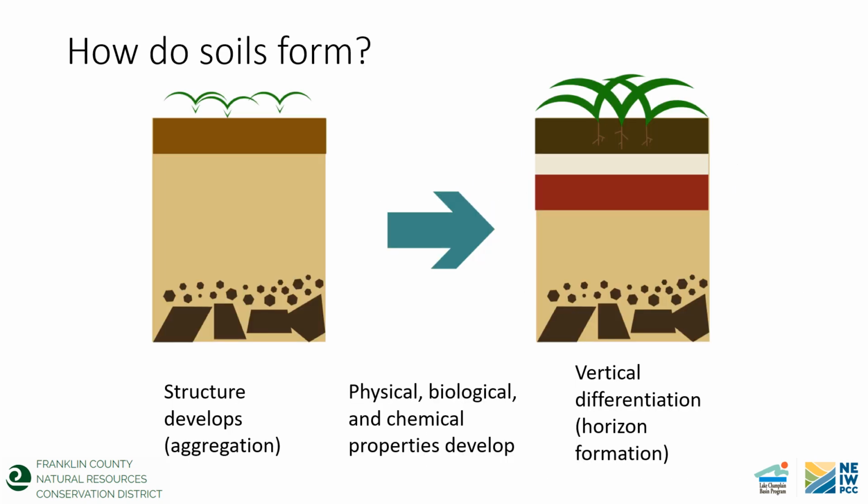It's important to understand that soils are dynamic and they change throughout time. This slide is showing a 30,000-foot view of how soils develop over time. As soils age, the particles begin to aggregate or come together, and they form distinct structures. Over time, the physical, biological, and chemical properties of soil develop. As this development proceeds over time, soils develop distinct horizons. Next, we're going to talk about the physical, biological, and chemical processes that cause these changes to happen.